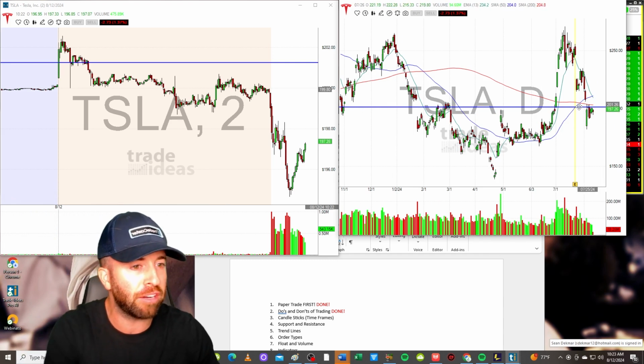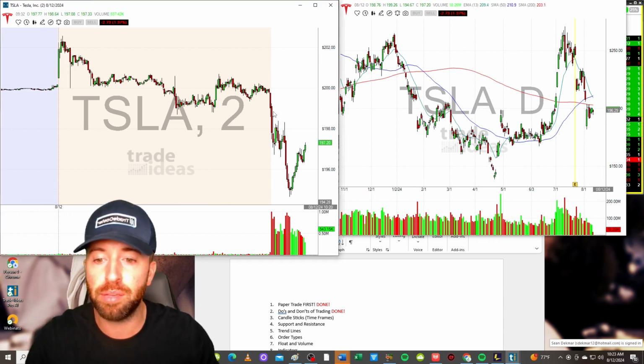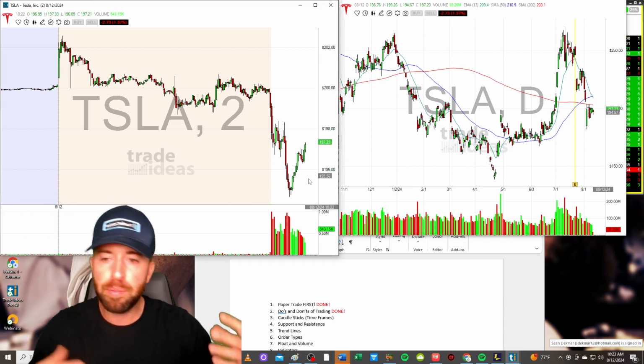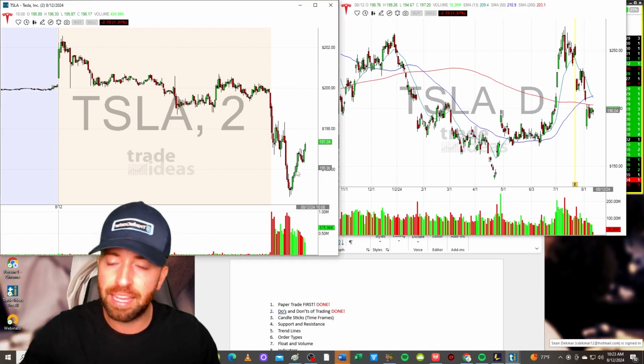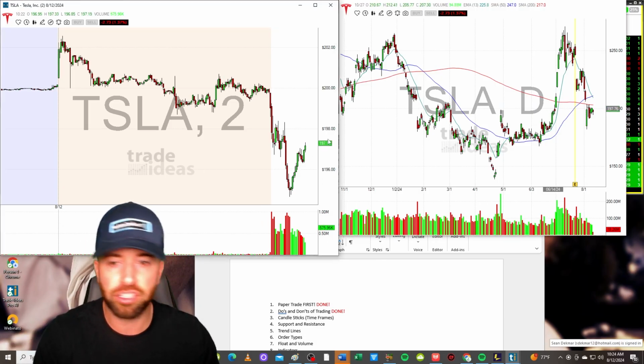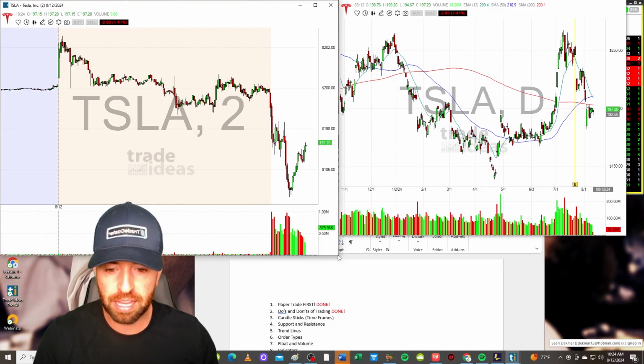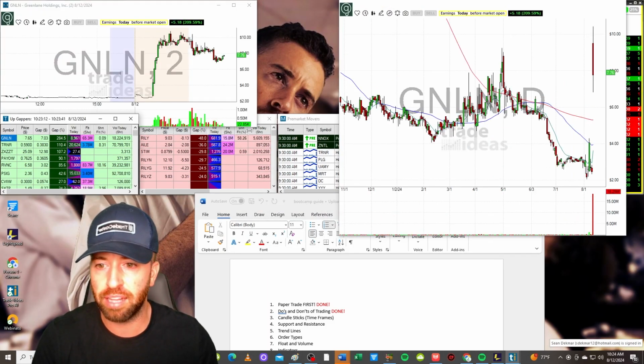be able to get a little bit of a better adjustment, and then be able to actually see what's going on within this time frame. Because if I'm a day trader, I'm not just staring at the daily chart. I want to see what's going on with this day. Same exact thing as, let's say I'm taking a look over on GNLN.